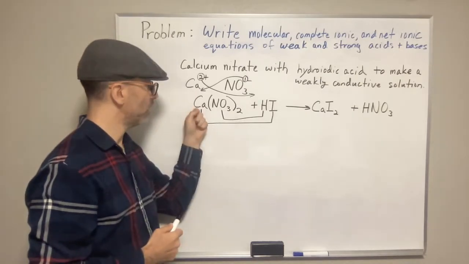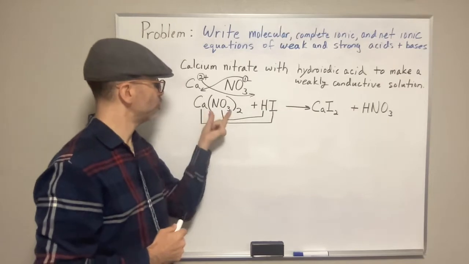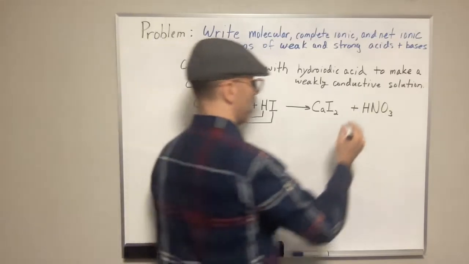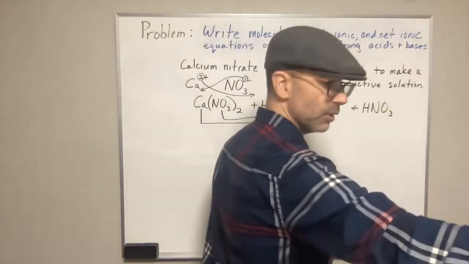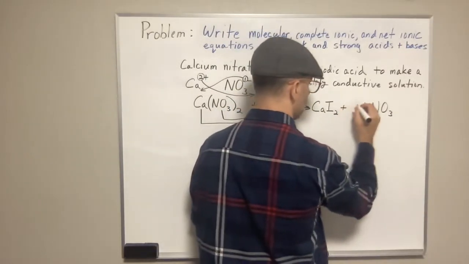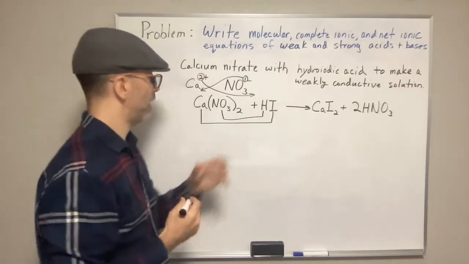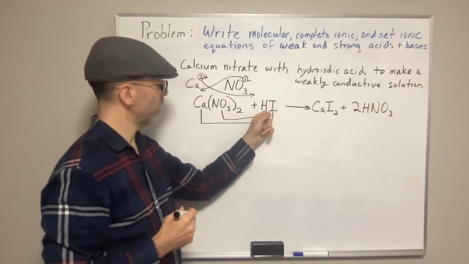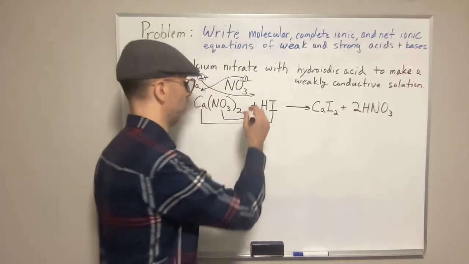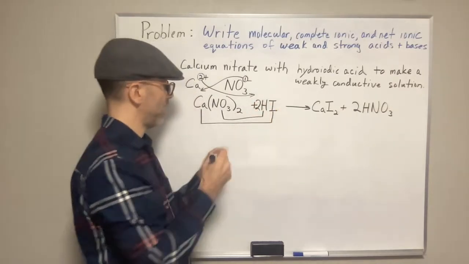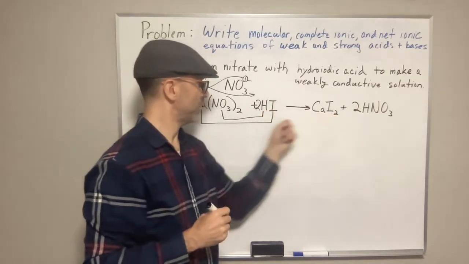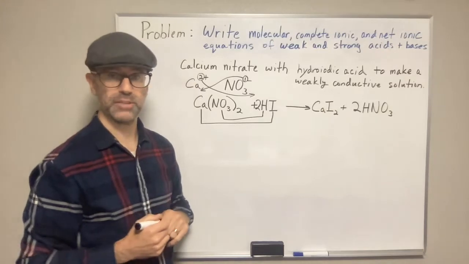So here I have one calcium. I have two nitrates here, but I only have one NO3 or nitrate here. So I'm going to have a 2 there. Let me fix this so I can move that over. So that's a 2 there. Now I have one H here, but I have two H's here. So I'm going to have to put a 2 here. So now I have two H's, and here I have two iodides and two iodides. So now I have a balanced chemical equation.